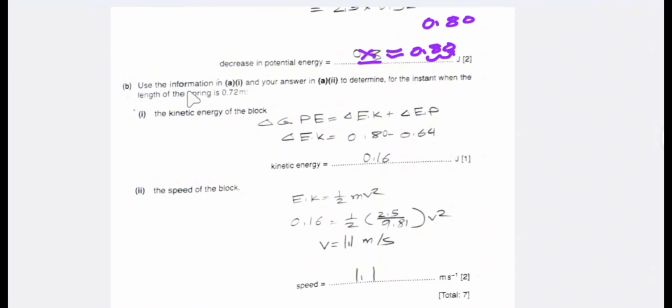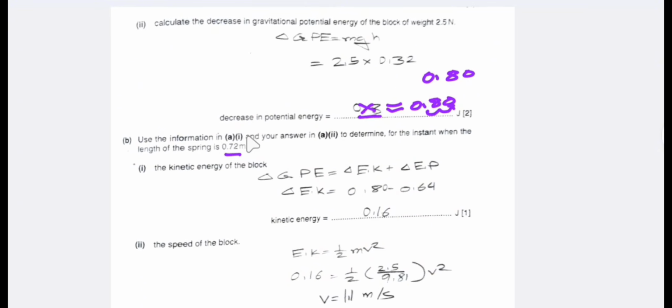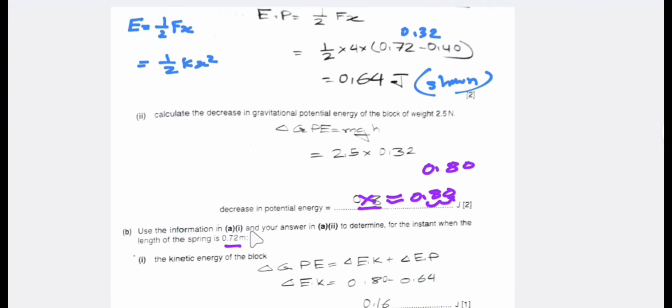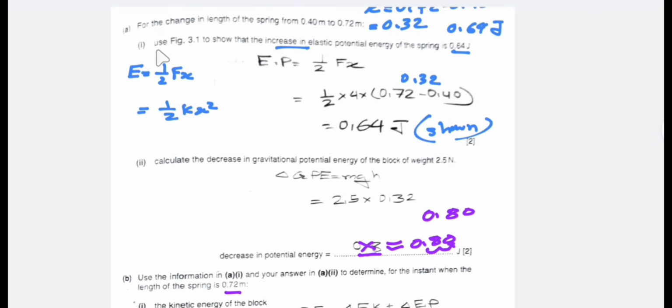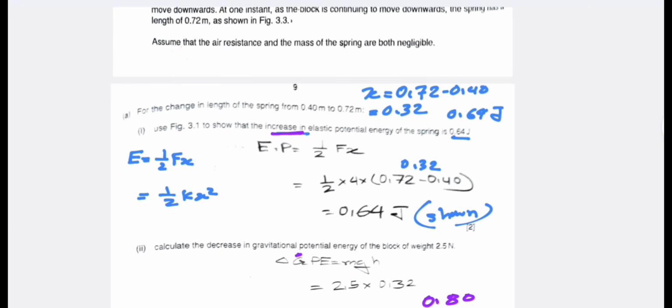Use your information in A1 and your answer in A2 to determine the kinetic energy of the block for the instant when the length of the spring is 0.72 meter. So we need to use both answers. From A1, there is an increase in elastic potential energy, and from A2, a decrease in gravitational potential energy.